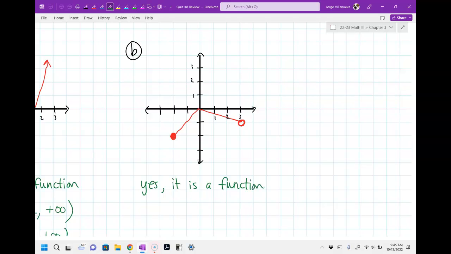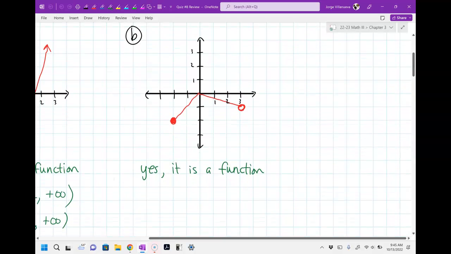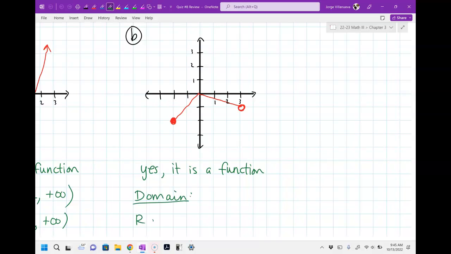Okay? Now, the domain and range is next. Let me write that down here. Domain and range.